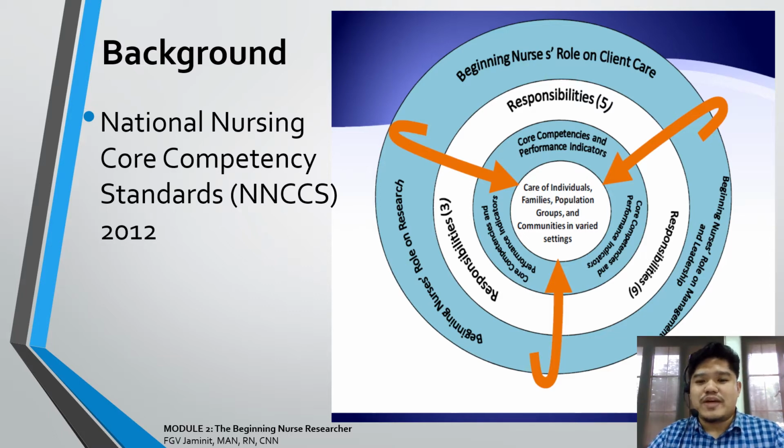So in front of us, you will see the framework. The National Nursing Core Competency Standards is composed of three beginning roles of a nurse. First would be the beginning nurse's role on client care, the beginning nurse's role on leadership and management, and of course, the beginning nurse's role on nursing research.